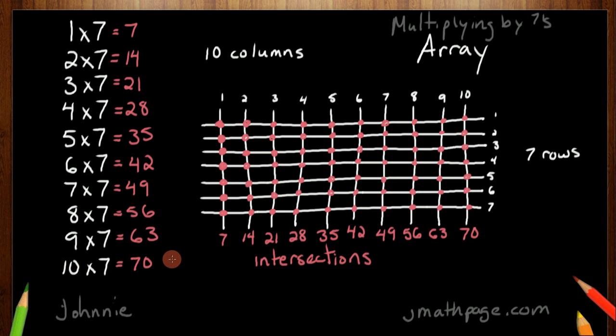Alright, so now we have the array. And it's helped us think about multiples of 7. So here are our multiples of 7: 7, 14, 21, 28, 35, 42, 49, 56, and 63, and finally 70. We can see them here too.